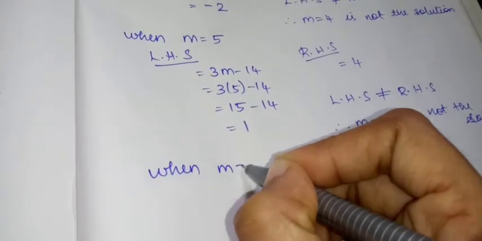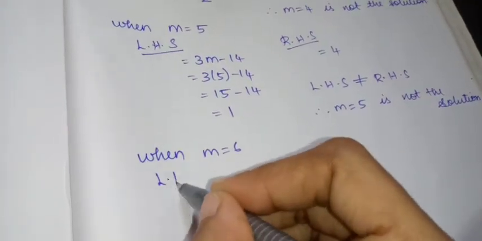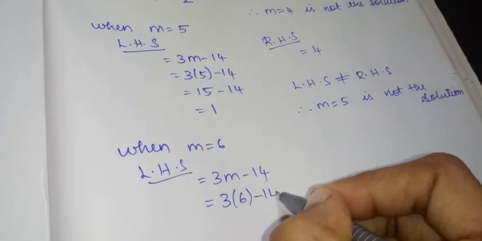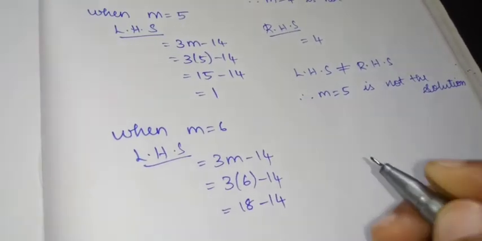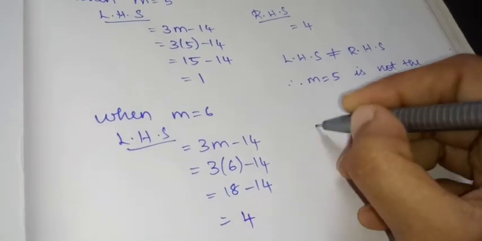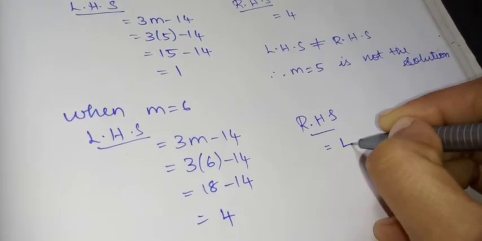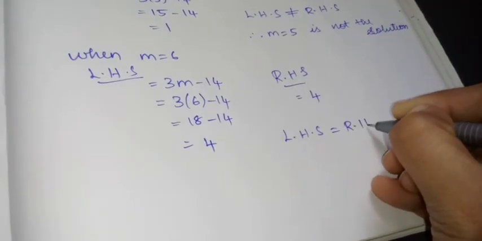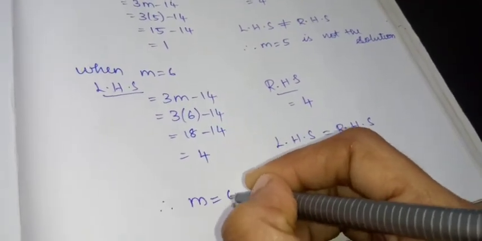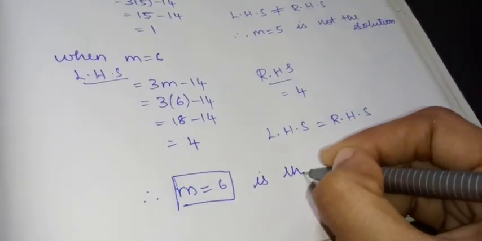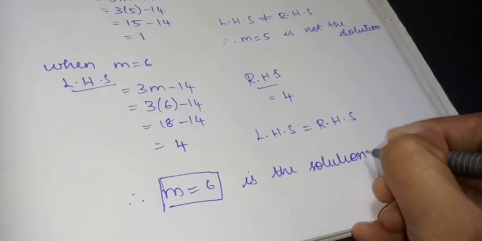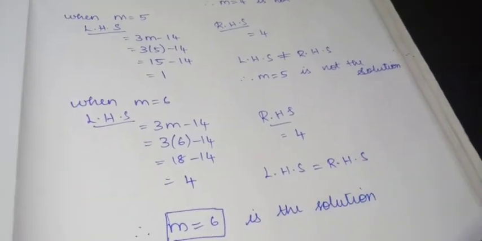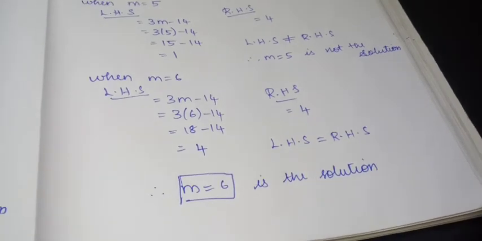When m is equal to 6, LHS is 3m minus 14. 3 into 6 minus 14. 6 3s are 18 minus 14. 18 minus 14 is 4. RHS is 4. So LHS and RHS become same. So LHS is equal to RHS. Therefore, m is equal to 6 is the solution. Did you understand? Till this we didn't get, after this we got. So this is your solution for the given equation. Understood, children?